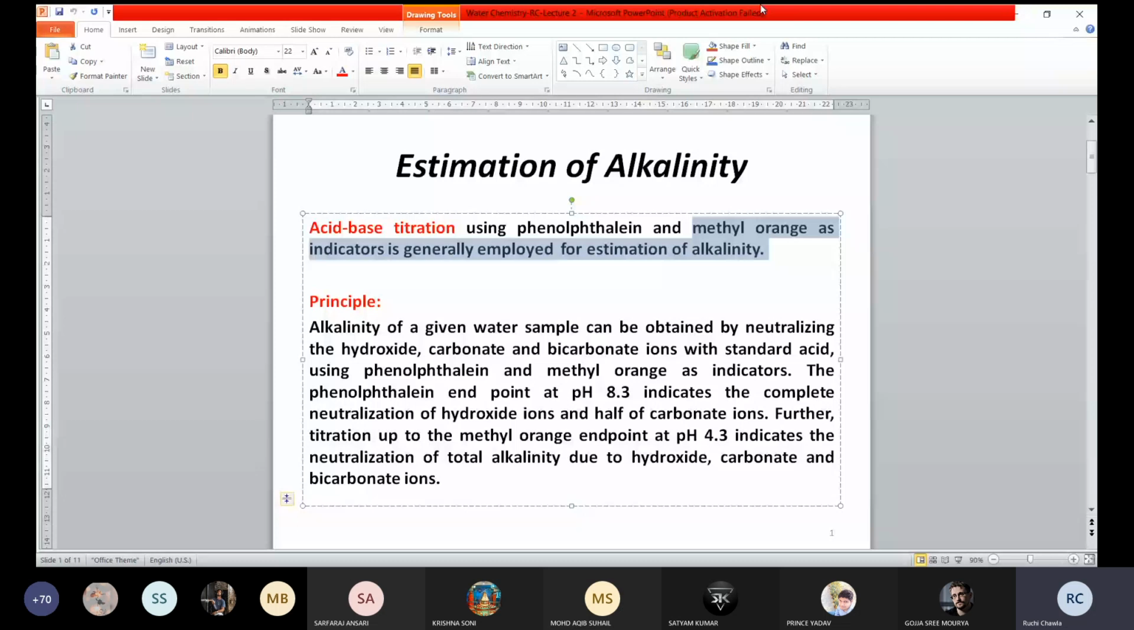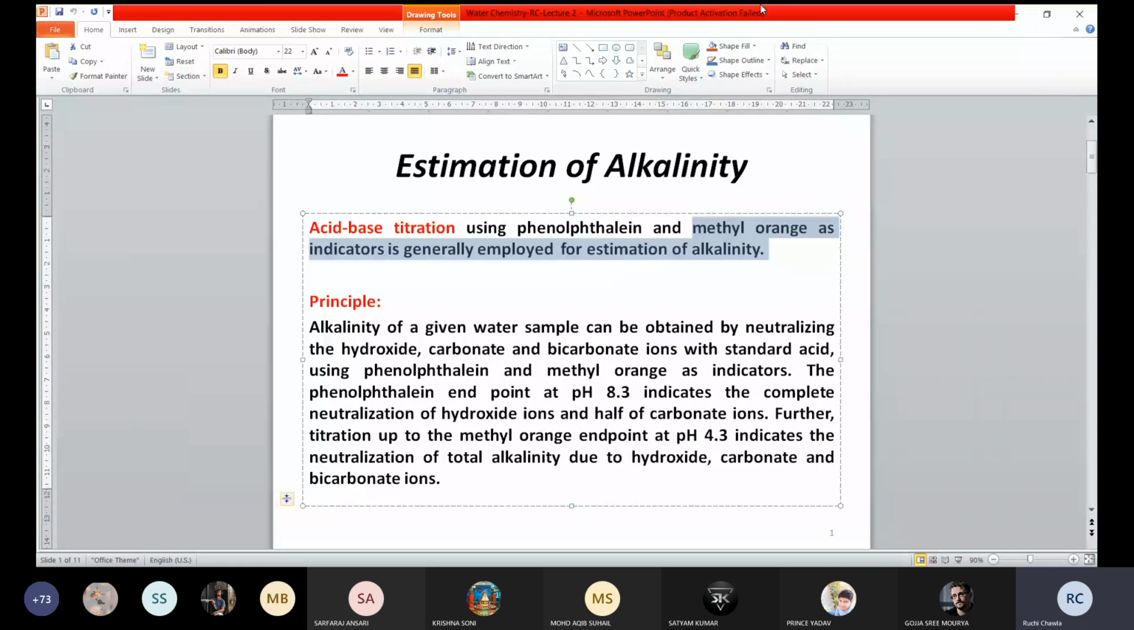And what about methyl orange? Color in basic medium? Yellow is the color. And in acidic medium? Red. Red or pinkish red. In dilute conditions, that color shows as pink or pinkish red, you can say.